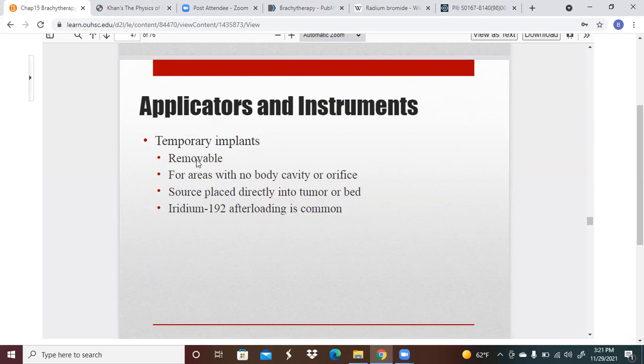Applicators and instruments: temporary implants are removable. These are for areas with no body cavity or orifice. Source is placed directly into the tumor or the tumor bed, and iridium 192 afterloading is in fact common.